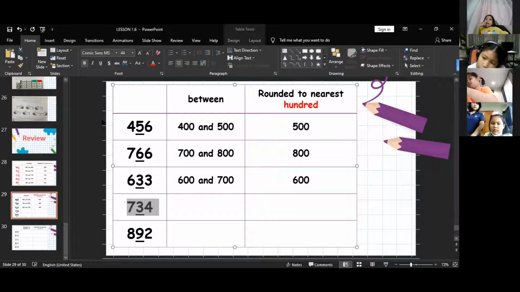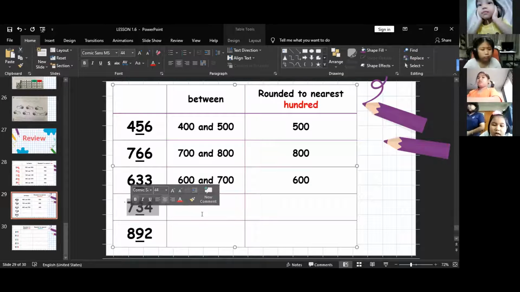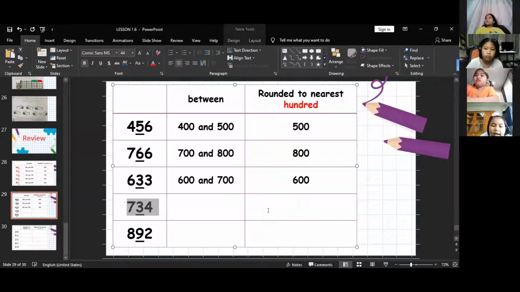Okay, next. Premai, can you help Prim? Can you read the number here? This one, what number is this? 700? This one first, read the number in number four. What number is this? 700. This one, how to read this one? 734. Okay. So 734 is between what number in hundreds? What is your answer? 700. Okay. 700 and?